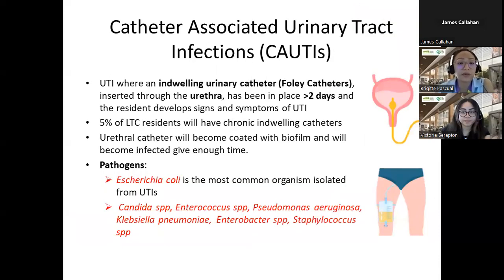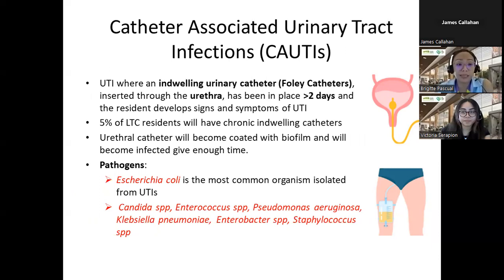CAUTIs, or catheter-associated urinary tract infections. This is a type of UTI where an indwelling urinary catheter, for example your Foley catheter, inserted through the urethra, has been in place for over 2 days, and the resident develops signs and symptoms of UTI.